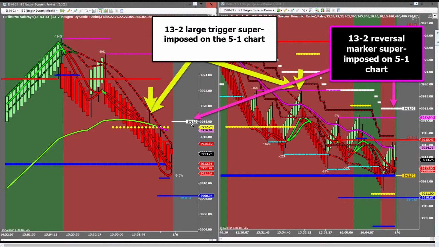So you know when there's going to be an up bar, superimposed on the 5-1 chart. Essentially your 13-2 and 5-1 charts are identical. There's just a lot more bars on the 5-1 chart. That's what I was going for, and the thought process is simplification for new users.